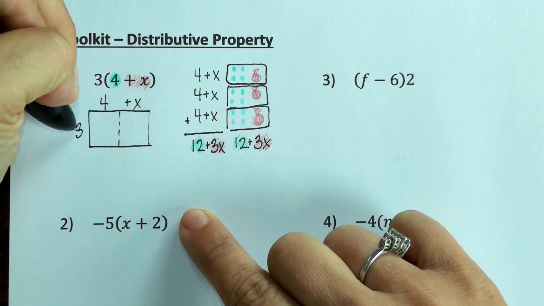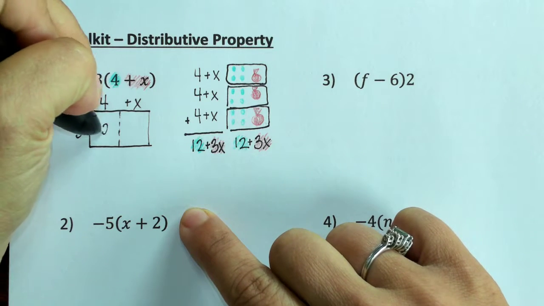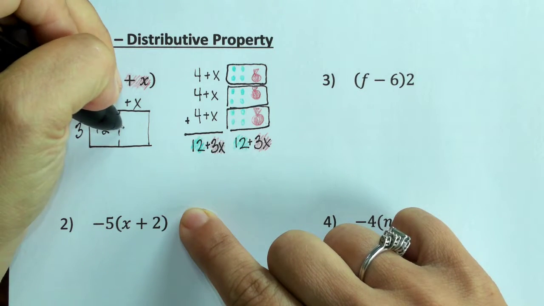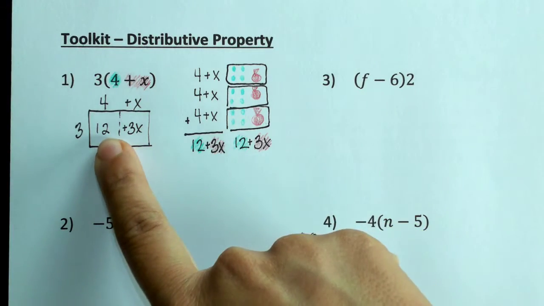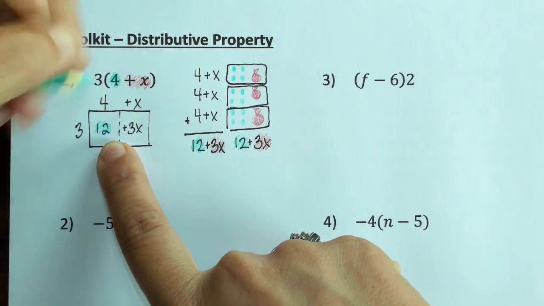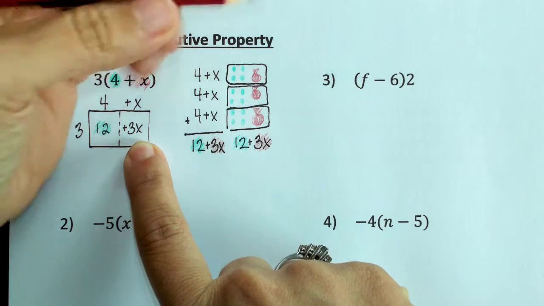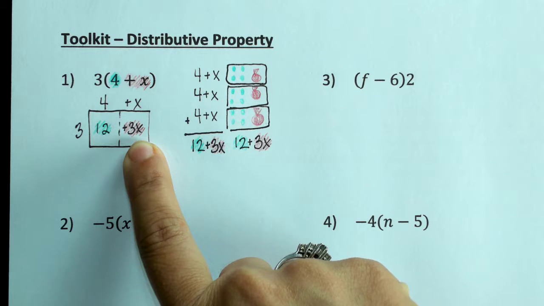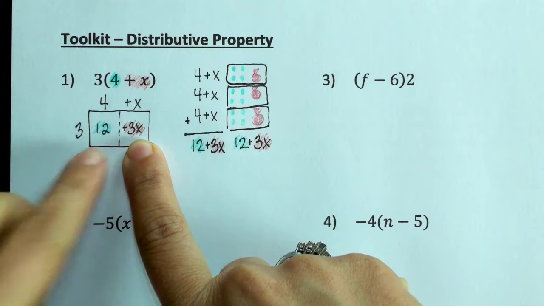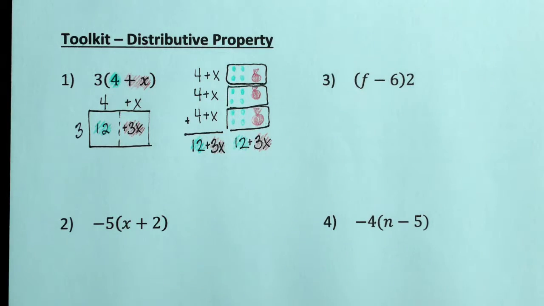And so this is going to become 3 times 4 to be 12, and 3 times x to become plus 3x. And so again, we have 12 plus 3x as our final answer. We cannot simplify that. And the last one we're going to do is just using arrows.